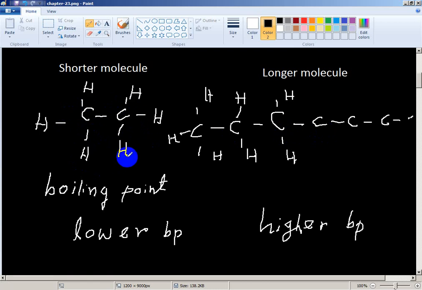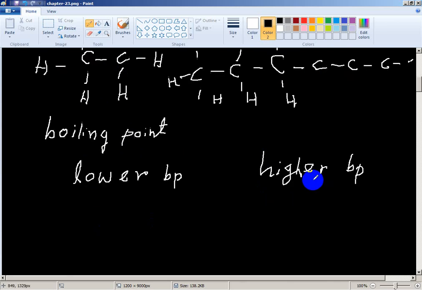Shorter molecules have few chemical bonds, so small energy is needed to break them. Longer molecules have lots of bonds, so a lot of energy is needed. For this reason, shorter hydrocarbons have lower boiling points and longer hydrocarbons have higher boiling points.